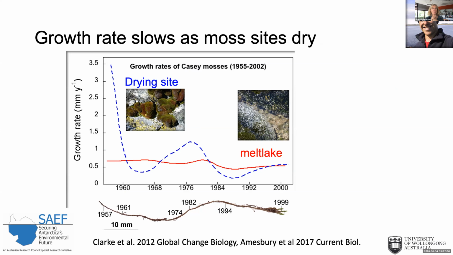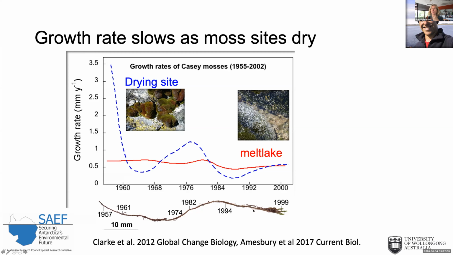And so by the 2000s they were growing a lot less fast than they had been. We had other samples that were growing in melt lakes and were growing very steadily through the whole time, at about 0.6 of a millimetre a year. So the average growth rate for these things is about one and a bit millimetres a year. They grow really slowly.